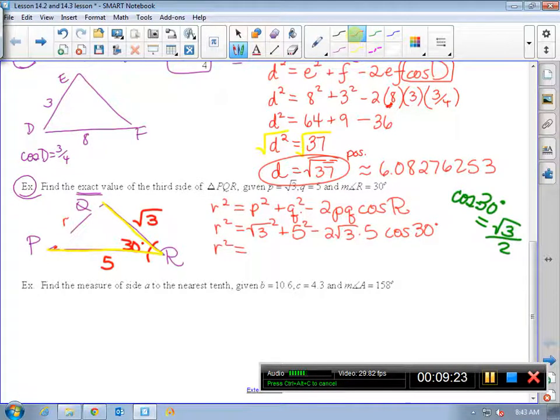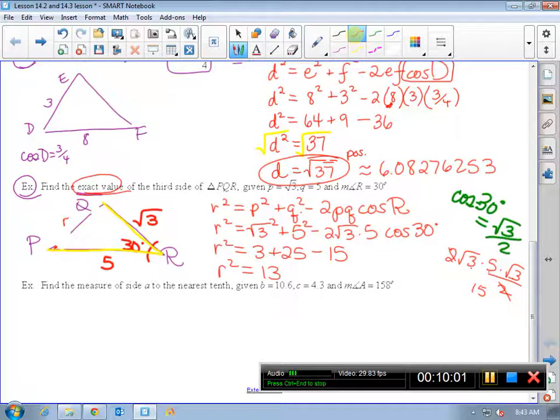Square root of 3 squared is 3 plus 25, and let's see, 2 radical 3 times 5 times cos of 30. 2 radical 3 times 5 times radical 3 over 2. So my 2's will cancel, and radical 3 times radical 3 is 3, and times 5, that gives me 15. It's minus 15 here. So let's see, R squared equals 3 plus 25 take away 15 is 13. And they wanted the exact value, remember, so we're going to leave it in radical form, square root of 13.